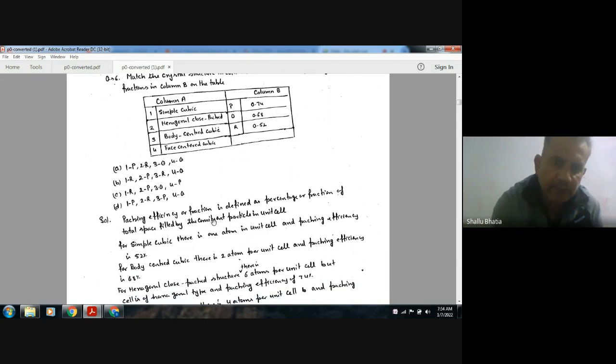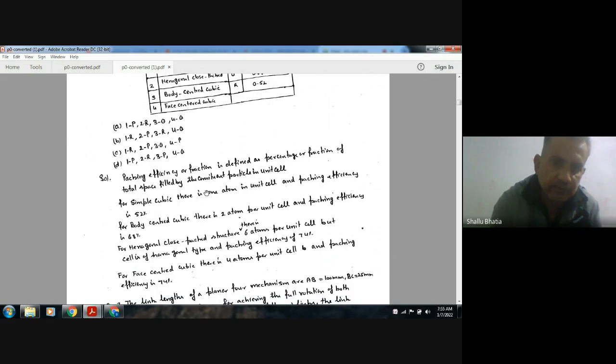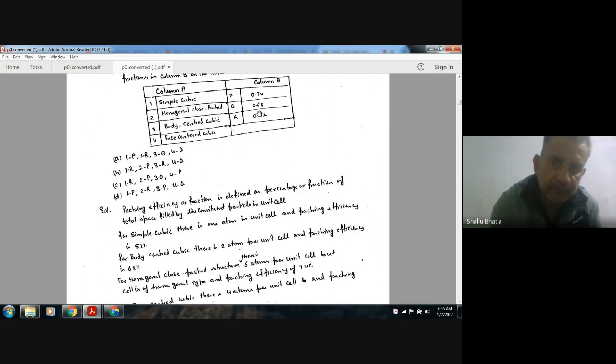The packing efficiency or fraction is defined as the percentage or fraction of total space filled by the constituent particles in a unit cell. In a simple cubic, there is only one atom in a unit cell. The volume of that one atom divided by the volume of the unit cell is the packing efficiency, and in simple cubic it is 52%. In body centered cubic, there are two atoms, so the volume of two atoms divided by the volume of the unit cell gives a packing efficiency of 68%.